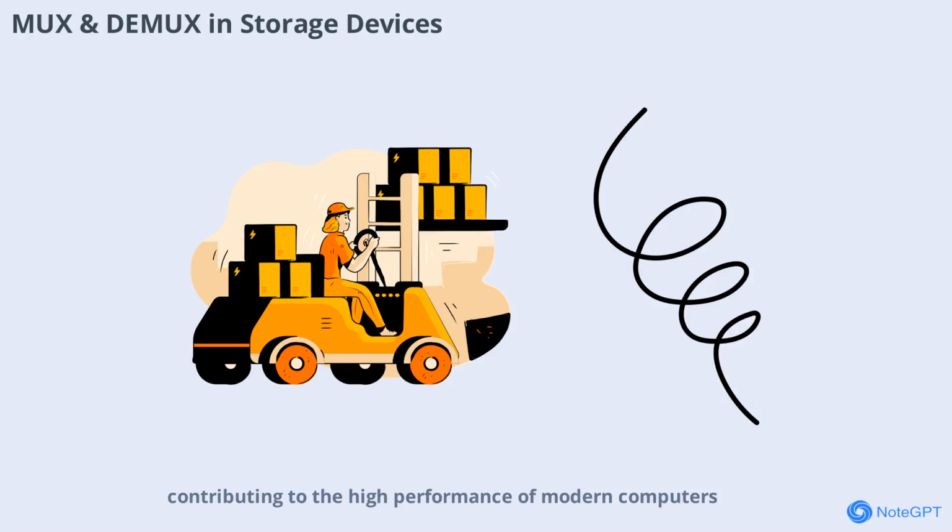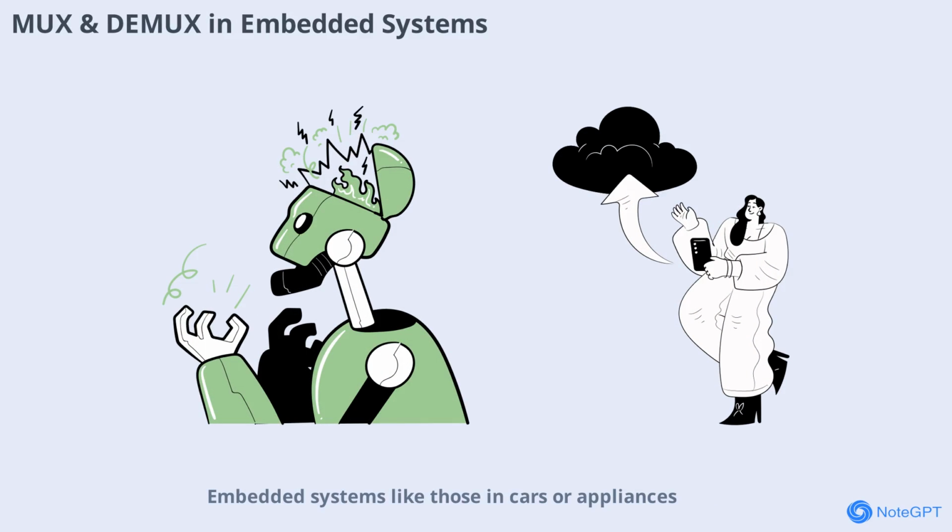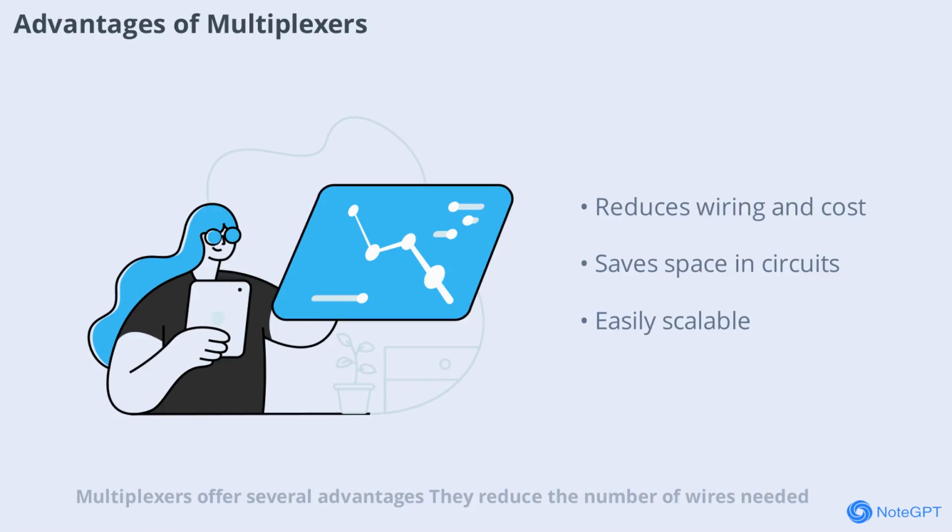Embedded systems like those in cars or appliances often use MUX and DEMUX to control various sensors and actuators. By sharing data lines, these systems can be made smaller, cheaper, and more reliable, which is crucial in cost-sensitive and space-constrained applications. Multiplexers offer several advantages.